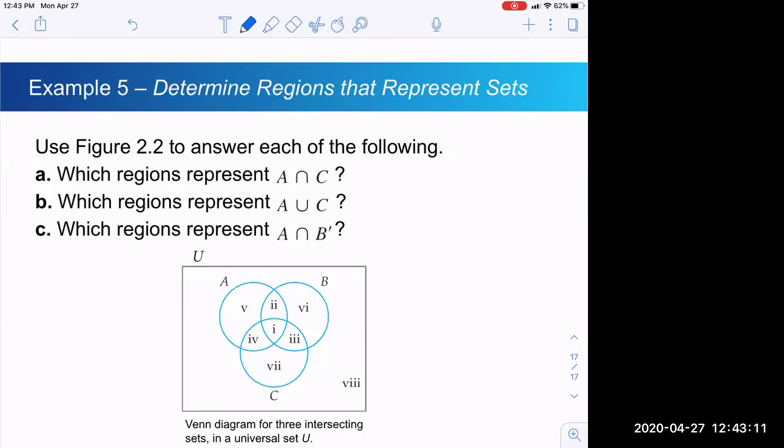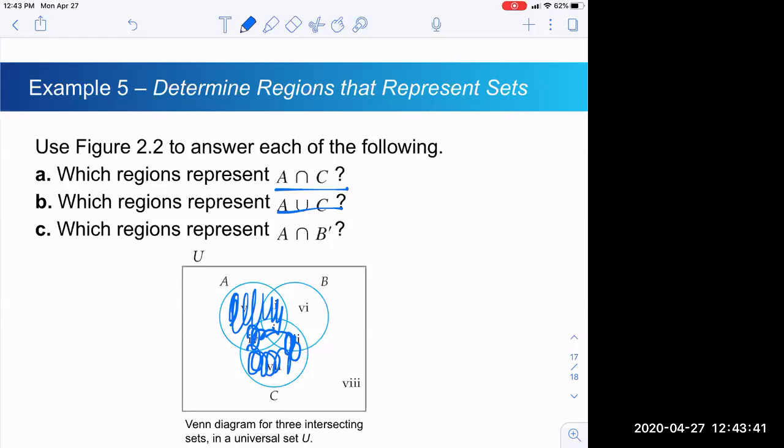So I will do some of this. I'm not going to do the regions. I'm going to do shading. A intersect C. Well, it's the stuff that's in A and in C. A union C. Oh, well, here's A or C or in both. So it's both those circles filled in.